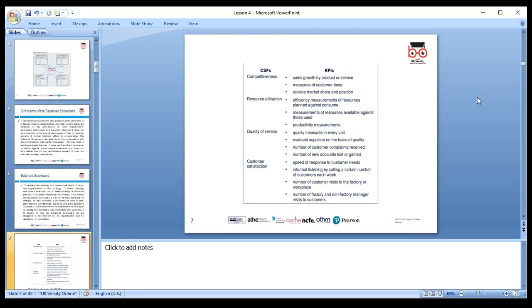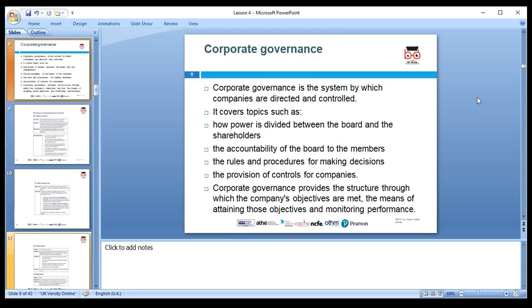Resource utilization: efficiency measurements of resources planned against consumed, measurement of the resources available against the use. Quality of service: quality measures in each unit, evaluating the suppliers on the basis of quality. Customer satisfaction: speed of response to customer needs, informal listening by calling a certain number of customers each week, number of customer visits to the factory.